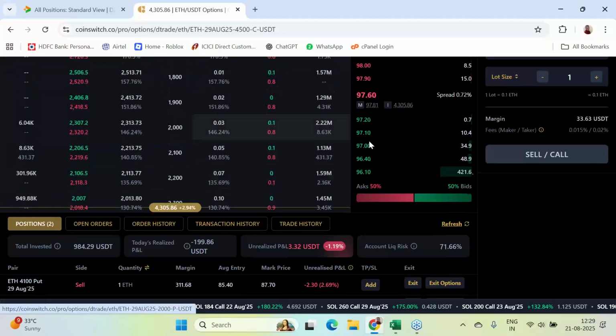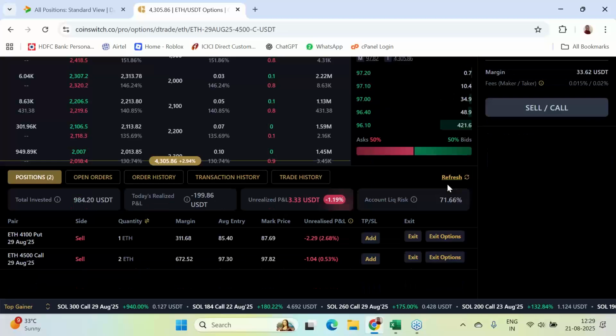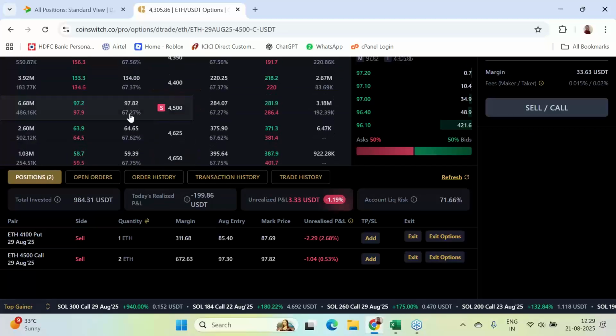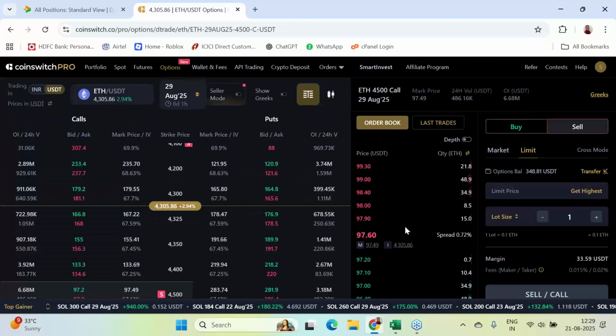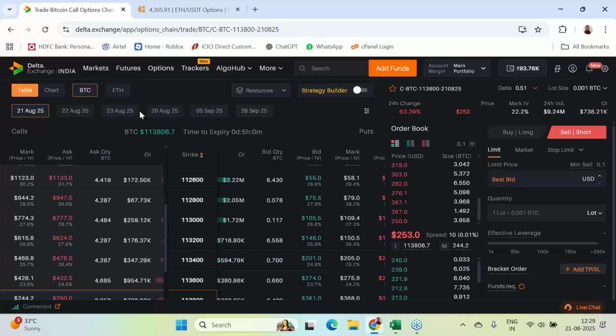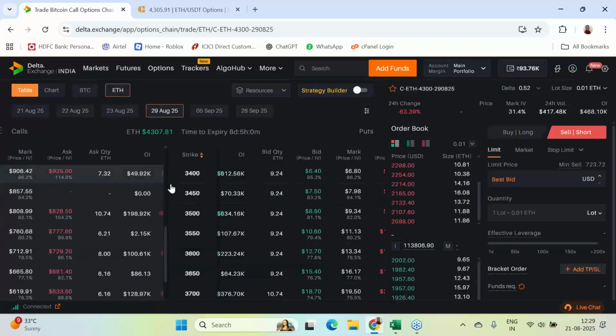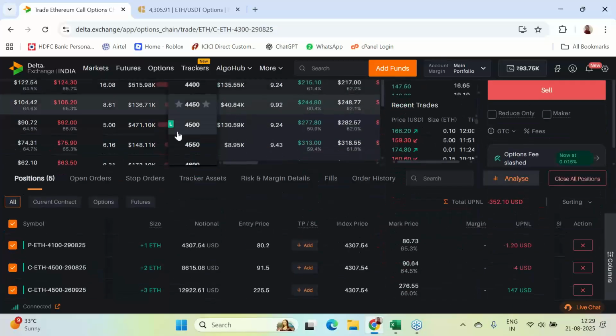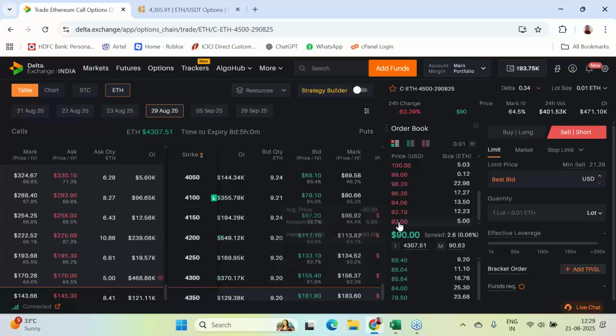If I am taking the 29th August expiry, then the 4,500 call is priced at $97. So it is Tether, and the Tether price is 97. And in Delta, if we go for the same expiry on 29th of August, ETH 4,500, it is 92 and 89. We can get it at 90, 91, something like that.